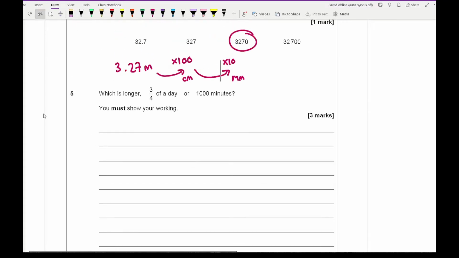Moving on to question 5, it says which is longer, 3/4 of a day or 1,000 minutes. Now for this, and I would say this is just one of the methods you could choose, is recognize that one day is 24 hours. So 3/4 of 24, and I'll just put hours so you can see where the 24 resembles. So again, all I've got to do is do 3/4 times 24, and again I can do that on my calculator or you can do it in your head, but that gives me 18, so that's 18 hours.